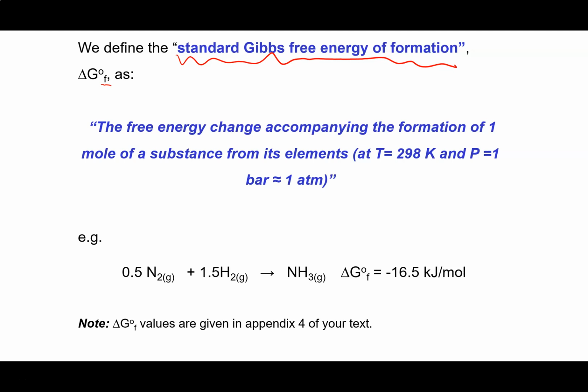Something weird that can happen with this, because we're talking about the Gibbs free energy change accompanying the formation of 1 mole of a product, is that sometimes we end up with fractional coefficients in our reactants. Don't worry about these reactions being written in a non-standard way. It's okay. You will find large tables of Gibbs free energies of formation in the appendix of your textbook, alongside the standard molar entropies and the enthalpies of formation that we had been using previously.